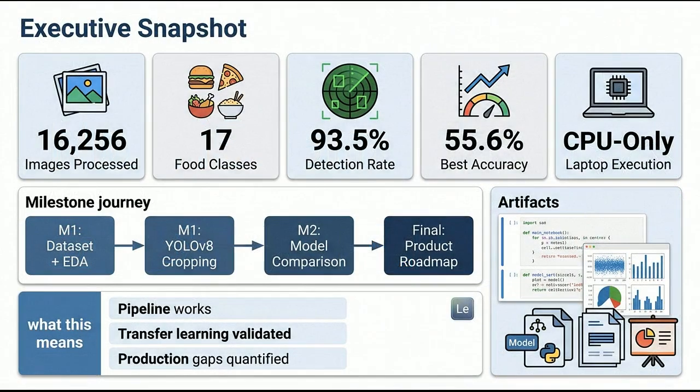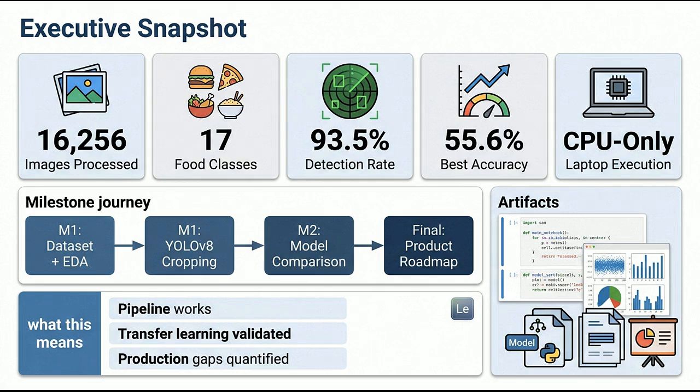The project uses 16,256 food images across 17 classes. The detection-first pipeline achieved a 93.5% detection rate, meaning most images could be cropped around the food region before classification. For classification, the strongest model result was 55.6% test accuracy using ResNet 50 with transfer learning, while EfficientNet B3 achieved 52% with a lighter architecture.